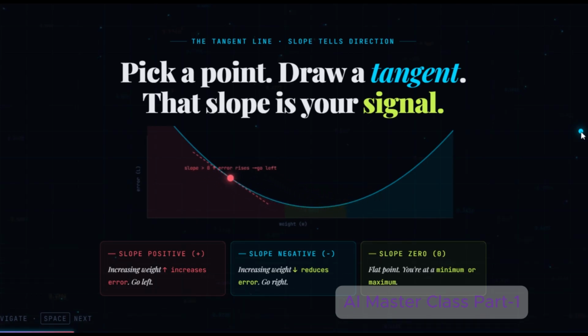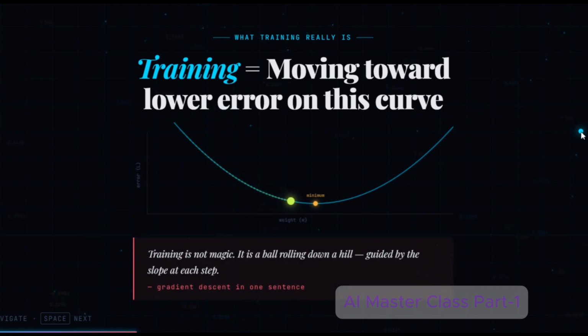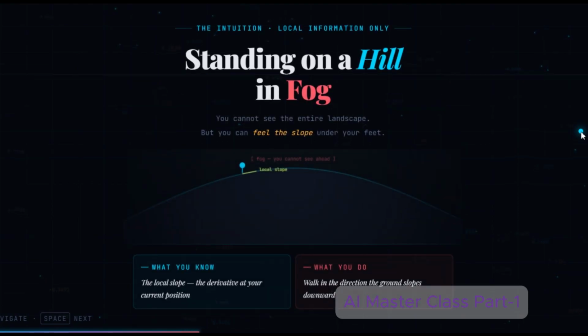So training a model is nothing but moving on this curve in such a way that you go towards a lower error. You can think of it like standing on a hill in a fog. You cannot see the entire landscape, but you can feel the slope under your feet. If the ground is sloping downwards in a direction, you walk that way. That local slope is your derivative.